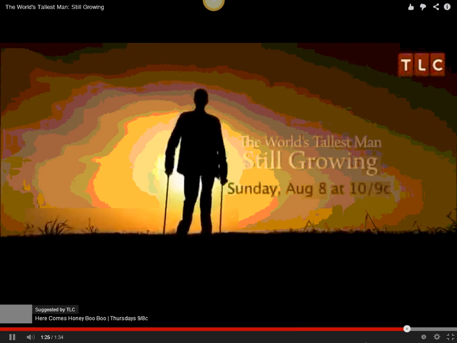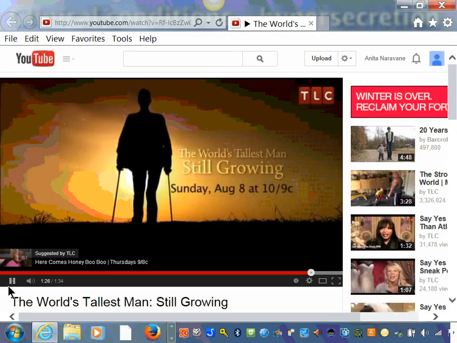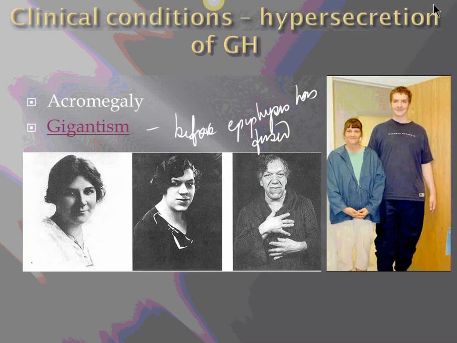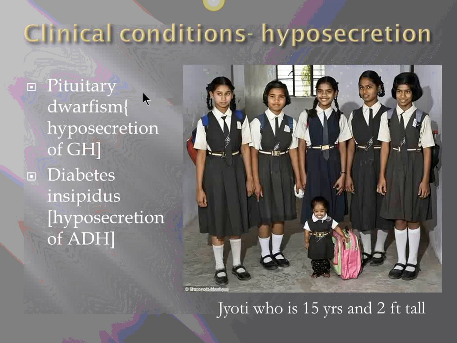So growing in height is bad enough, but then it has effects on all of the other organs as well. Now here is a condition where there is hyposecretion of growth hormone. So in the case of hyposecretion of the growth hormone, the person is proportional but very, very small. So this is known as pituitary dwarfism. So this pituitary dwarfism is hyposecretion of growth hormone.